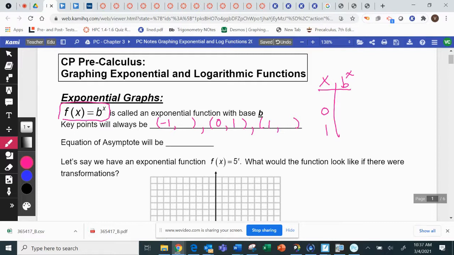If I plug in 1 for x, what will I get? I'm just talking about b, the base. And if I plug in -1, what am I going to get? 1 over b, the reciprocal of the base. So that's basically our parent function. These will have asymptotes. The asymptote will always be at y equals 0 unless we've got some sort of transformation that would move it off of y equals 0.